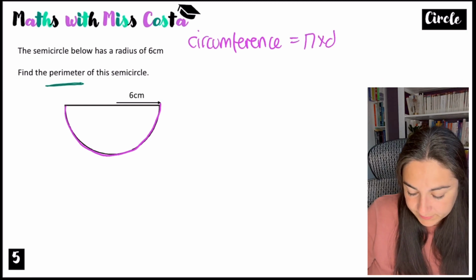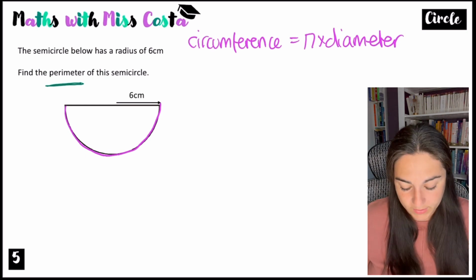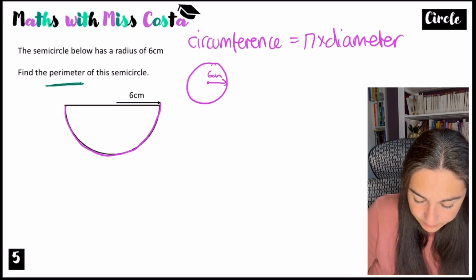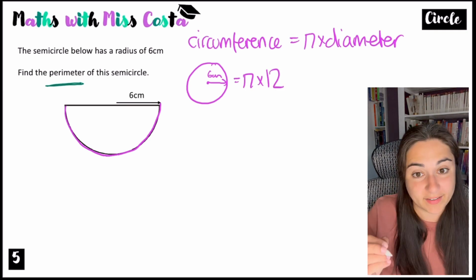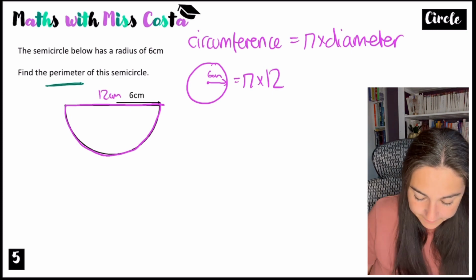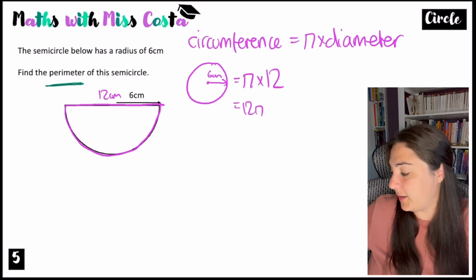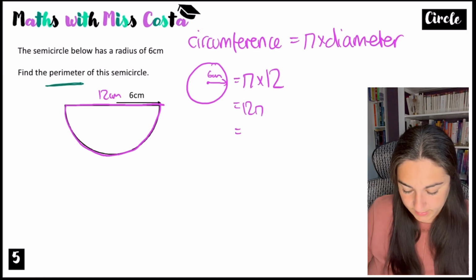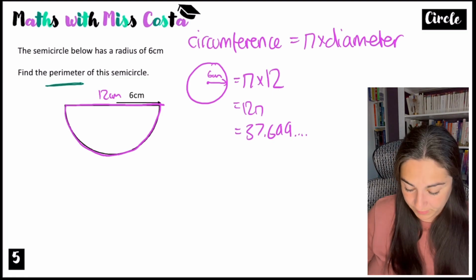The formula for the circumference of a circle is pi times the diameter. Now this would be for a full circle. So if this was a full circle with a radius of 6 centimeters, what would I do? I would do pi times 12 because the radius is half of the diameter. So all of this distance here must be 12 centimeters. So I do pi times 12, which is 12 pi. Let's just type that into a calculator. 12 times pi is 37.699, blah, blah, blah.